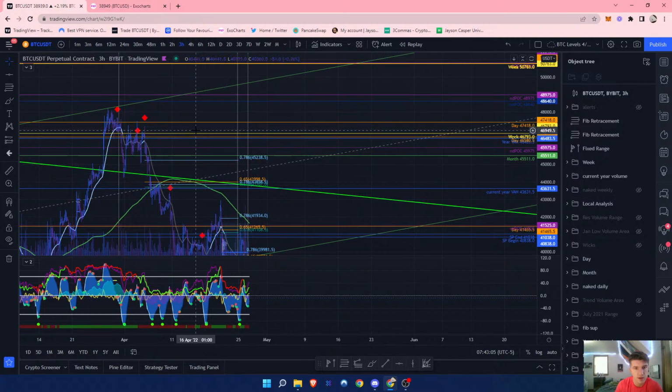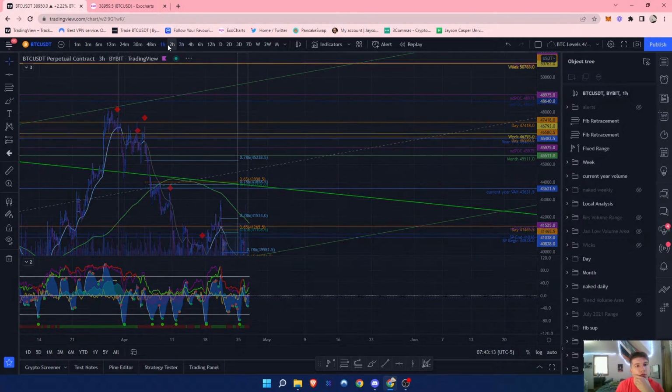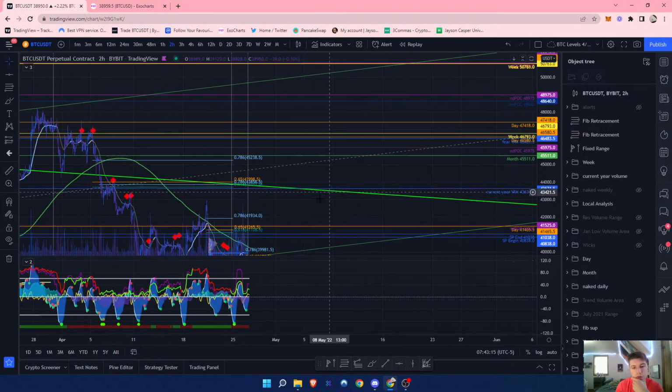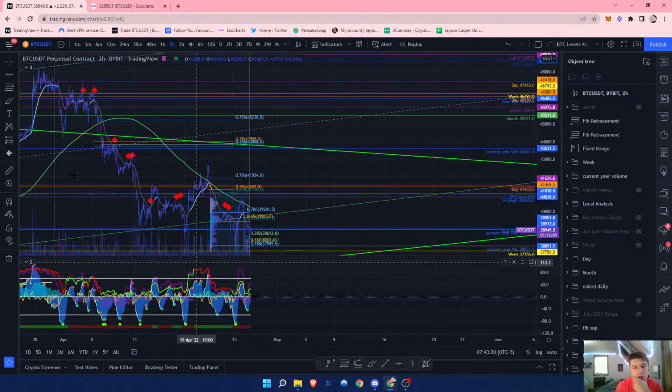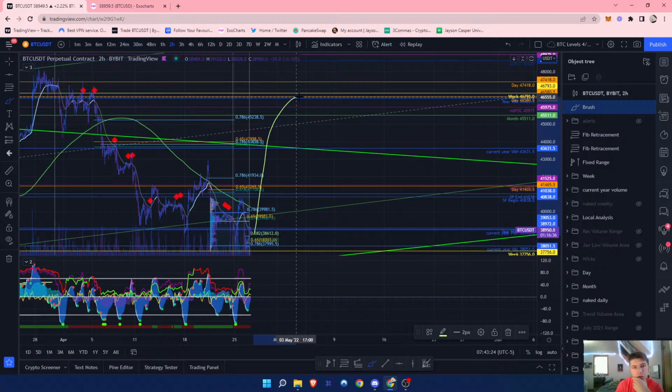Then possibly another short, really. This is kind of pushing it at 46,500 roughly. This could be a 2 hour. So yeah. We have current price come up.